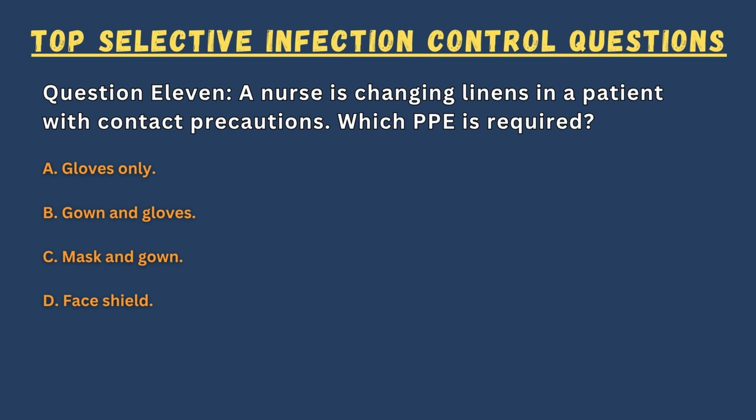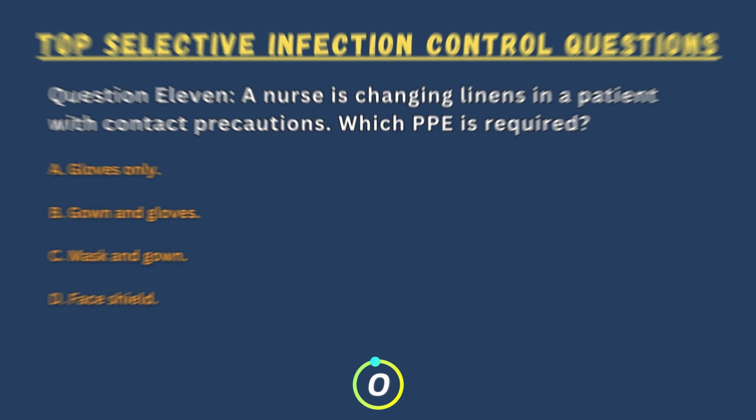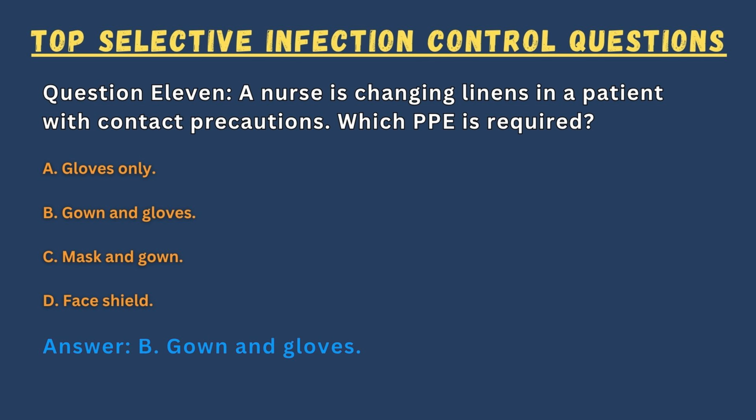Question 11. A nurse is changing linens in a patient with contact precautions. Which PPE is required? A. Gloves only. B. Gown and gloves. C. Mask and gown. D. Face shield. Answer. B. Gown and gloves.